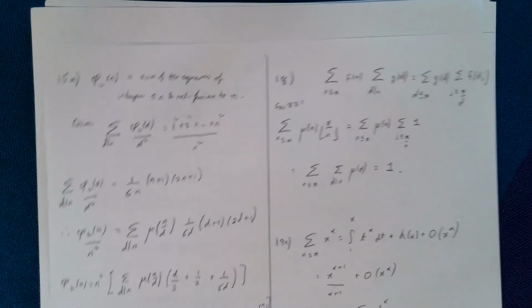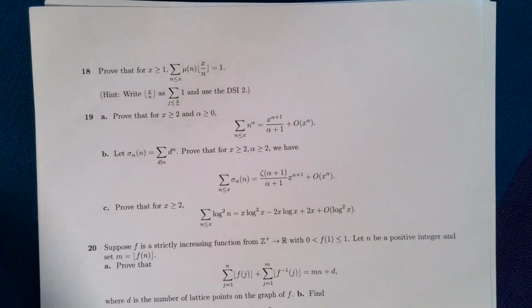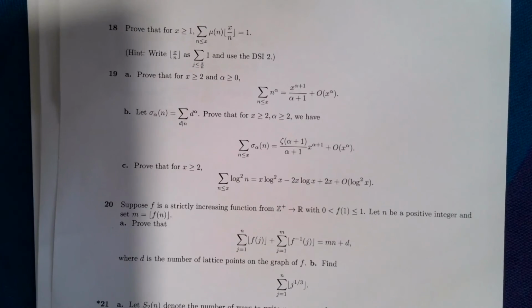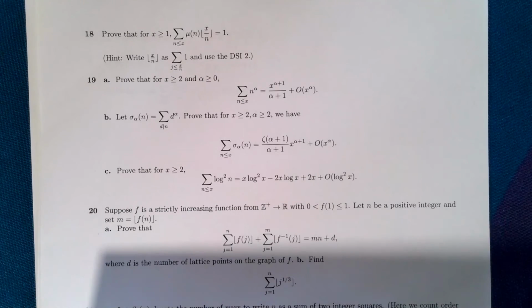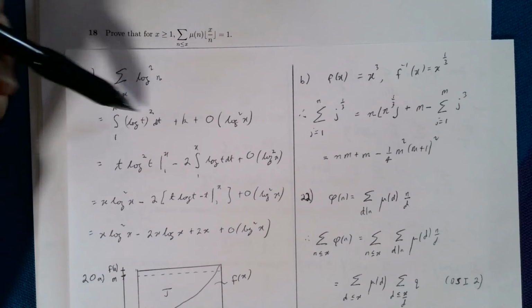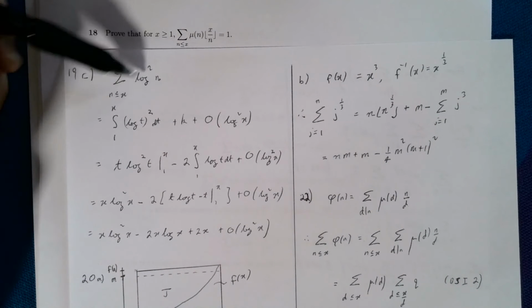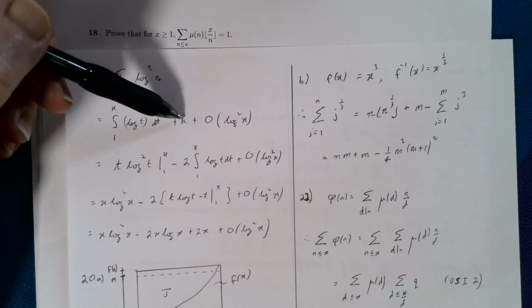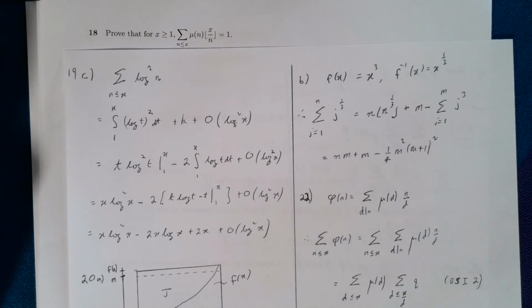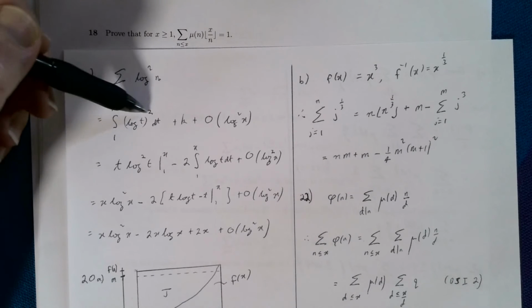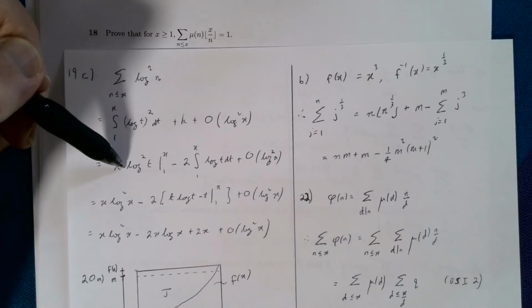Now for part C, we're looking at the sum of log squared of n, for n less than or equal to x. So again, we're just going to apply our integral approximation. There's going to be the integral from 1 to x of log squared t dt, plus a constant, plus big O of log squared x. And we can integrate this thing by parts, which I do here.